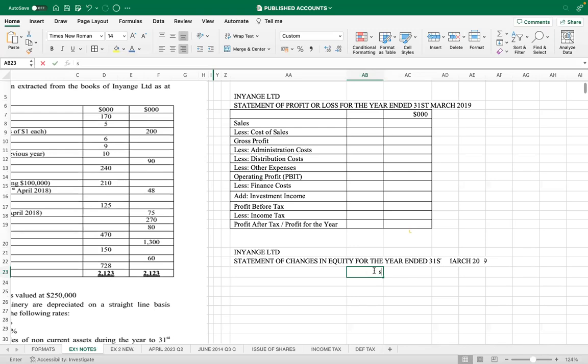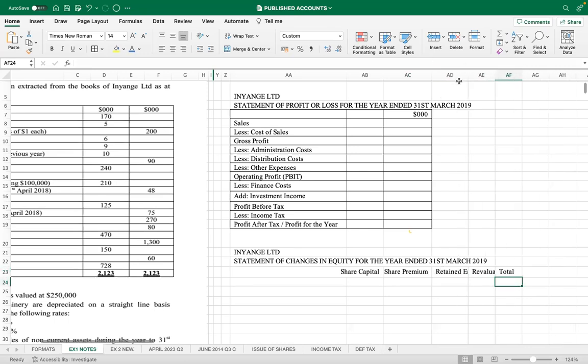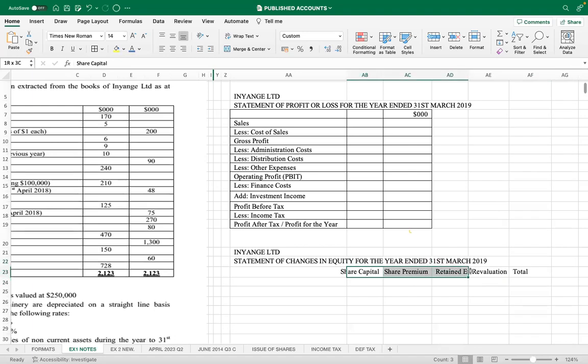So we'll start with, you'll show your share capital. You'll show share premium if there is. You will show other forms of reserves. Maybe you will show your retained earnings. You will show your revaluation reserve, etc., and you have your total. And then we have a column for the total. So let me wrap this to make it look presentable.